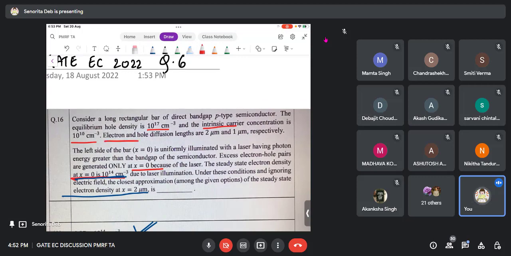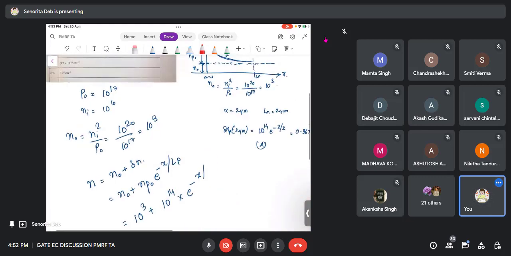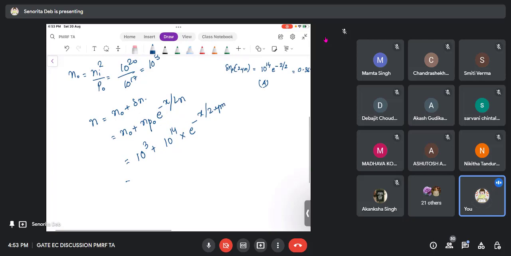Electron and hole diffusion length, right? So hole diffusion length is 1 micrometer and electron diffusion length is, sorry, this is Ln, I am talking about electrons, Ln, okay. So it is given as what? Ln is given as 2 micrometer. See, I am writing the unit, it is very important. So n equals 10 to the power 3 plus 10 to the power 14 e to the power minus x by 2 micrometer, right?